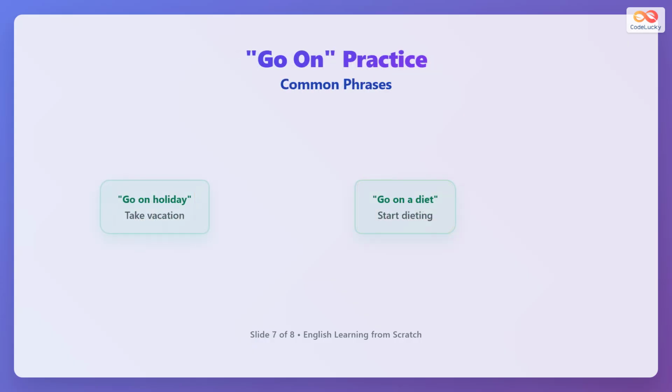Go on holiday means take a vacation or travel for pleasure. Go on a diet means start eating healthier to lose weight. These fixed phrases always use go on with a noun. Notice the pattern verb plus on plus a noun for activities.